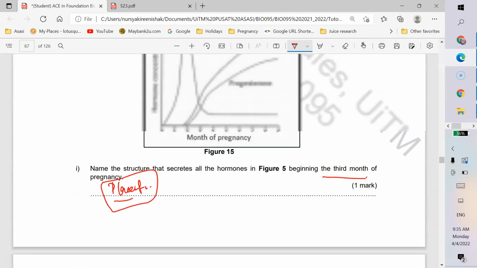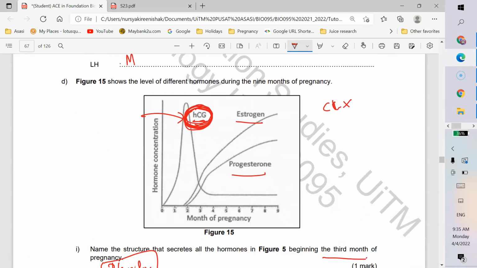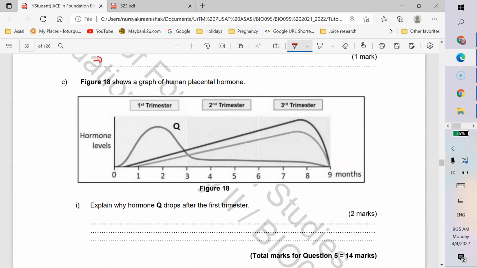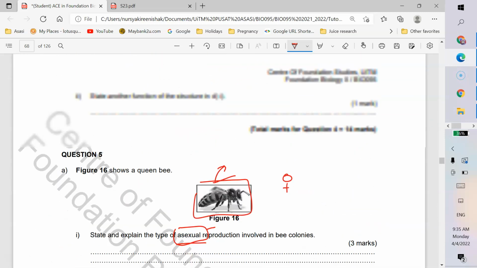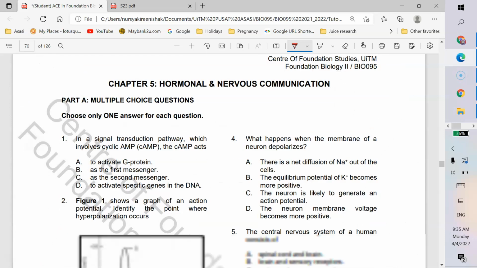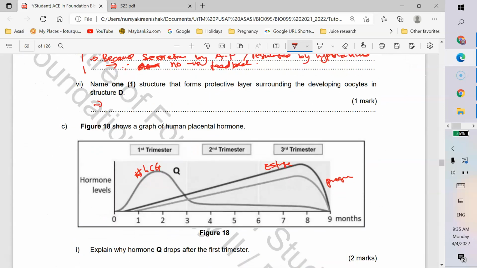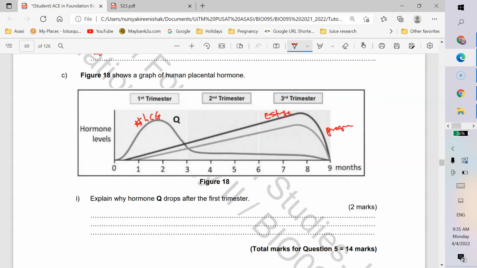Graf ni sama dengan graf yang kita tengok tadi tu. Okay, so basically this graph shows you the secretion of the three major hormones that are secreted during pregnancy. So kita ada HCG, and then this is estrogen, and then we also have progesterone. Okay, progesterone. So estrogen yang tinggi ke yang rendah? Okay, estrogen and progesterone. So all these hormones are secreted by the placenta. So explain why hormone Q drops after the first trimester.